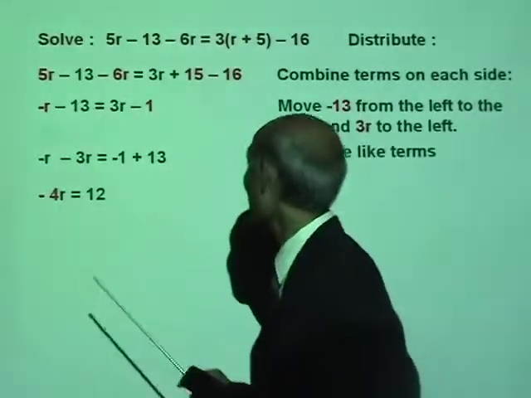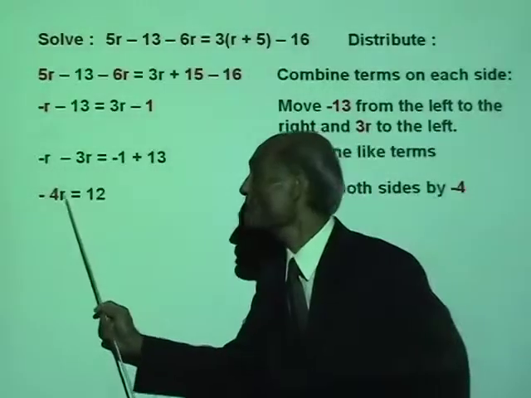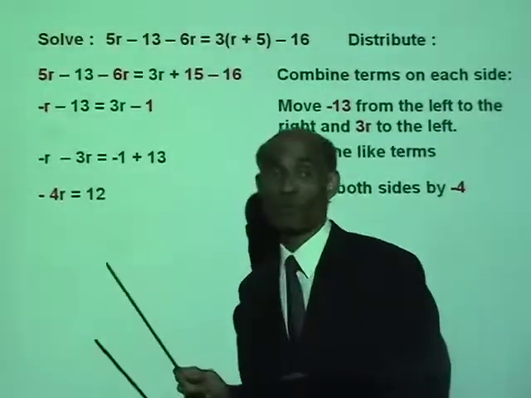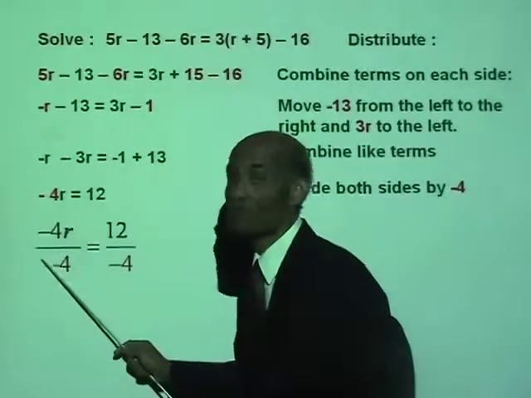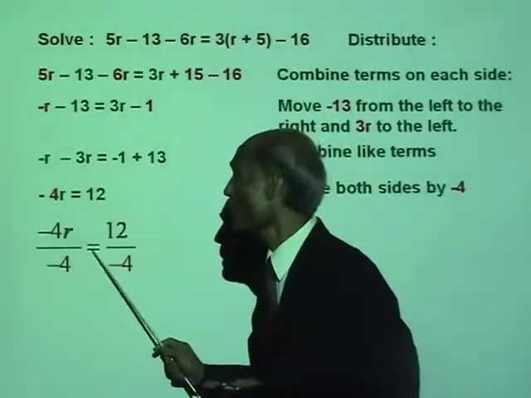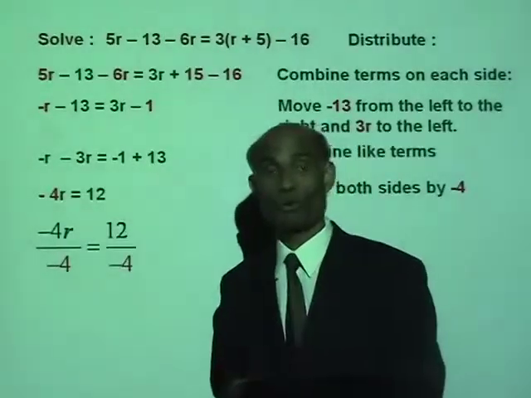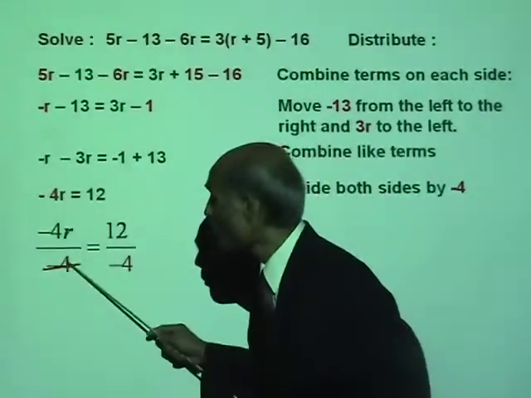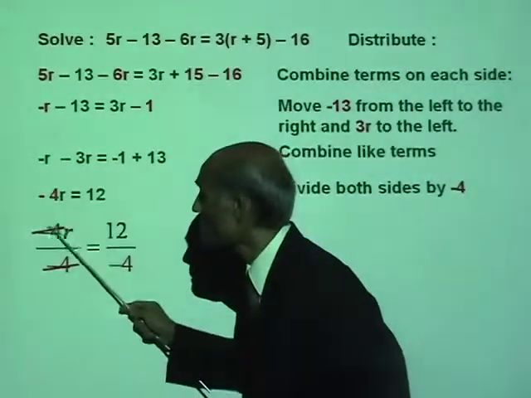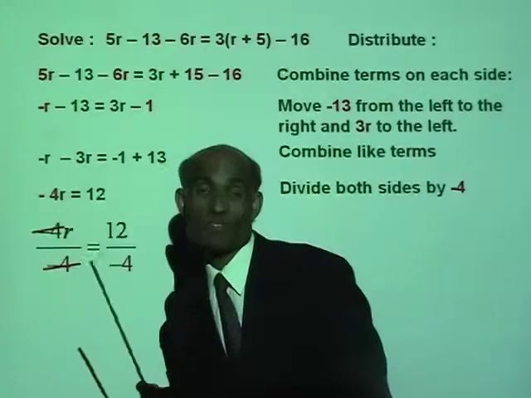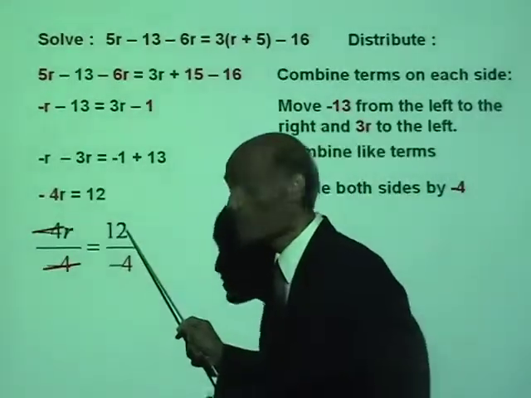Divide both sides by negative 4. So that will be negative 4r divided by negative 4 equal to 12 divided by negative 4. And negative 4 and negative 4 will cancel on the left. What do we have on the left? An r alone. On the right, watch here.